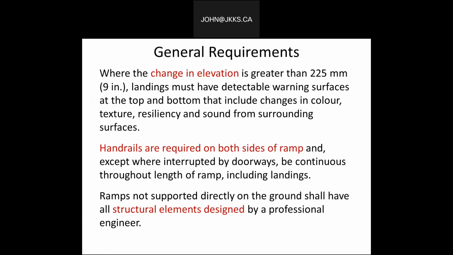Our second point here: handrails are required on both sides of the ramp and, except where interrupted by doorways, must be continuous throughout the length of the ramp, including landings. Ideally, handrails would be nice on both sides of the ramp, but if we have a wall, we can also possibly attach a handrail to it. At least there must be a handrail on one side for the person to use as part of their mobility and movement forward, or perhaps even downwards.